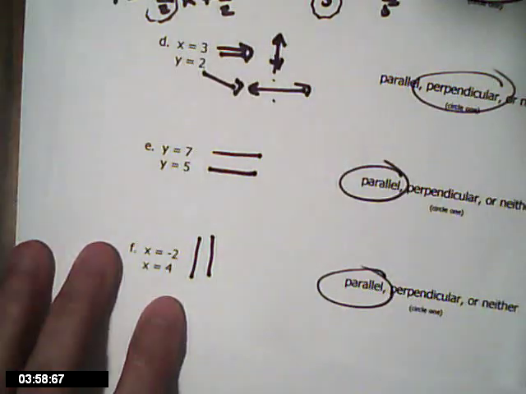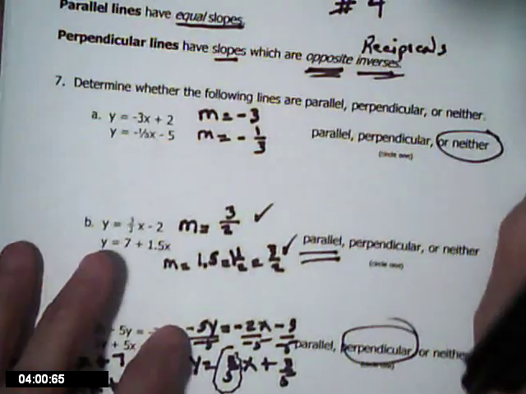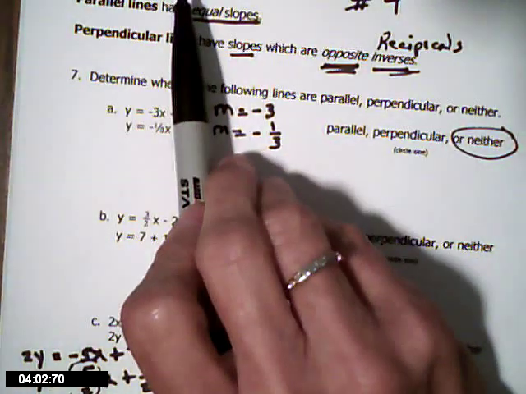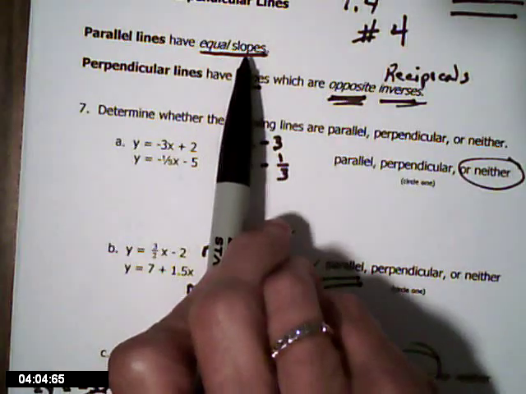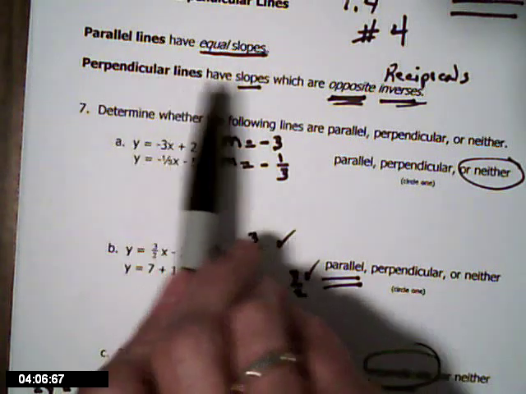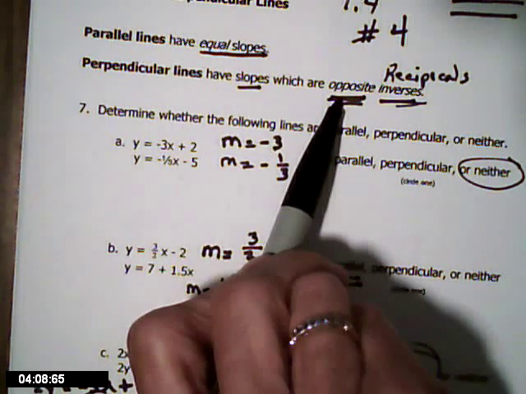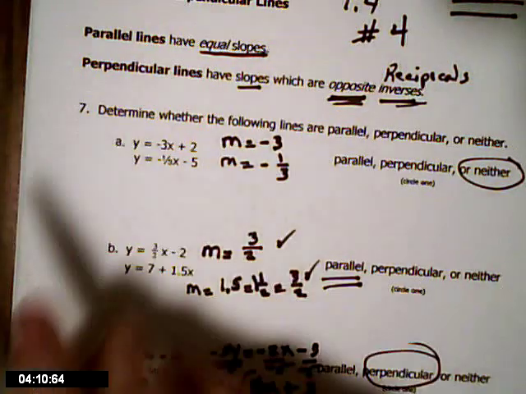Opposite letter, perpendicular. And remember, you're looking for slopes. Parallel lines have the same slope. Perpendicular lines have slopes with different signs and reciprocal numbers.